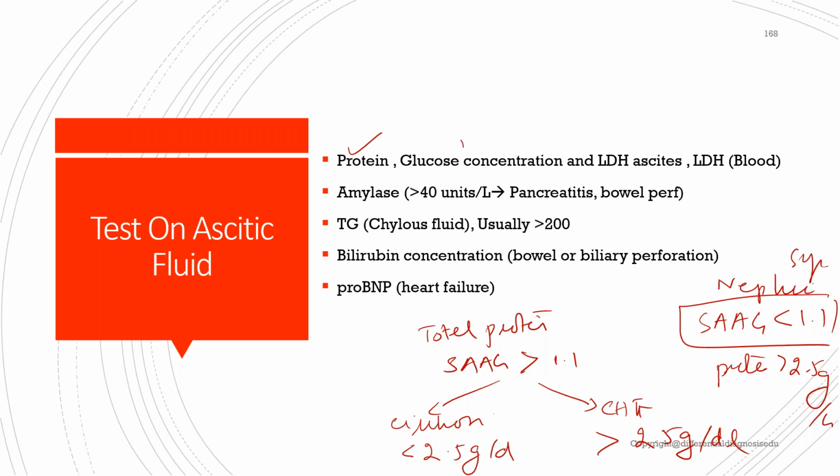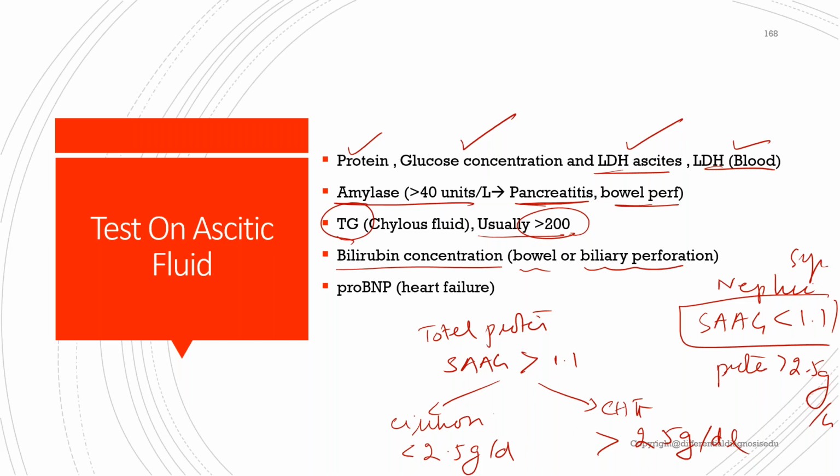You will send it for glucose concentration and LDH; you will check it in the ascitic fluid and in the blood. If the amylase level is greater than 40, think about pancreatitis, bowel perforation. If the triglyceride level is high, usually greater than 200, think about chylous fluid, common in malignancy. Bilirubin concentration, if it is high, in a jaundiced patient, think about bowel or biliary perforation in the right clinical situation. If you are thinking about CHF, you can also check proBNP.